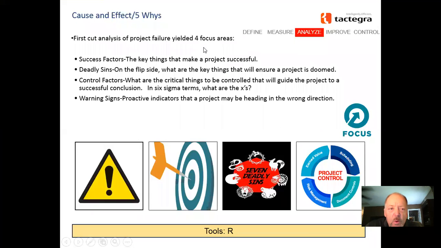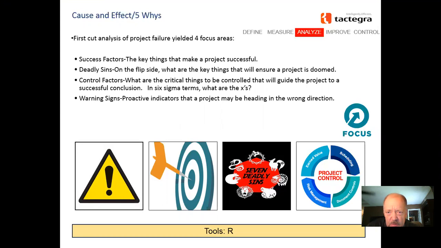What we found was that as we started to get into the 5 whys, we really started to see 4 themes emerge. One was the success factors: what are those things that make a project successful? The second, on the flip side, was what are the things that will make sure your project is doomed? The third was control factors: what are those things that need to be controlled that will guide the project to success? In Six Sigma terms, we might call those X's. And then the warning signs: what are proactive indicators that a project may be heading in the wrong direction?